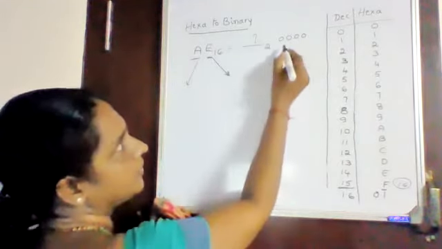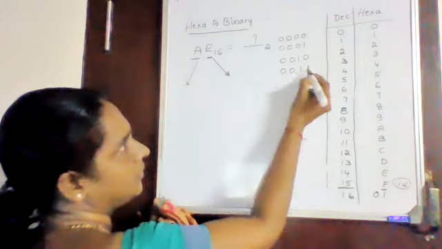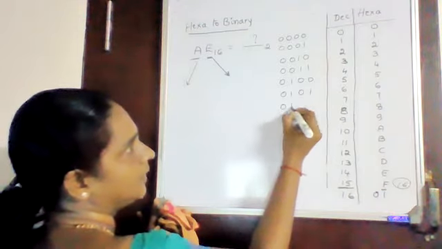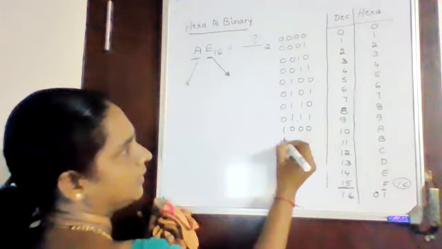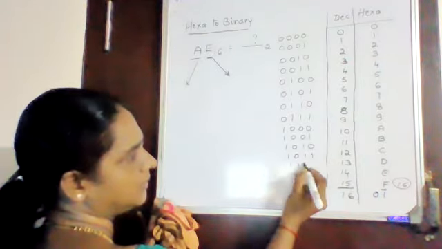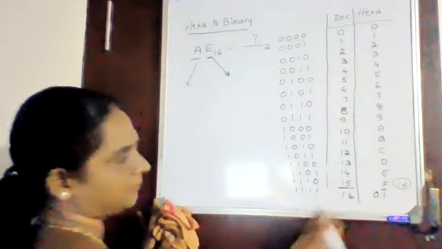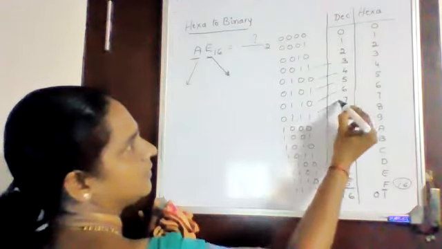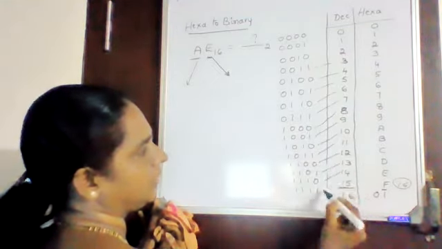It is 0000, 0001, 0010, 0011, 0100, 0101, 0110, 0111, 1000, 1001, 1010, 1011, 1100, 1101, 1110, 1111. Now, this is 3, 4, 5, 6, 7, 8, 9, 10, 11, 12, 13, 14, and 15.